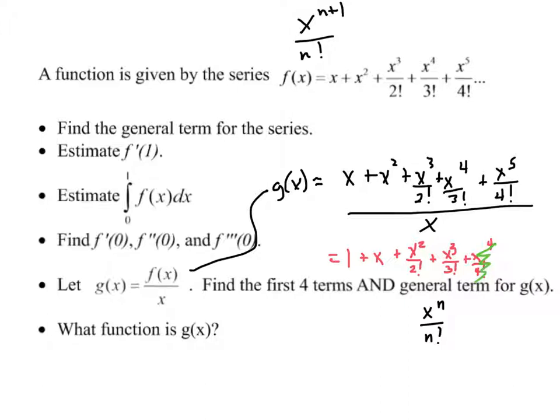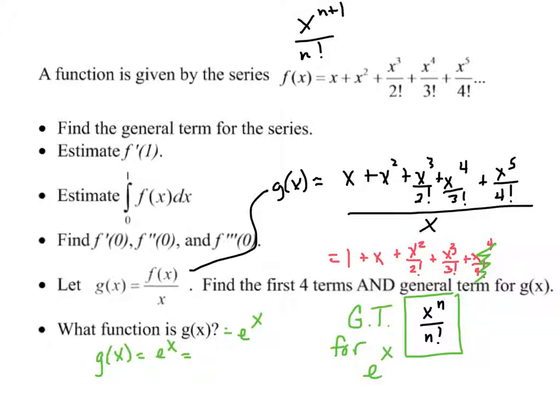So then the last question is, well, what is g of x? Now you need to kind of check your memory. This is the general term for e to the x. Okay, so e to the x has that general term. So g of x must be e to the x. Well, then it goes back to, okay, if g of x is equal to e to the x, and that's also equal to f of x divided by x, then in the original, what is f of x? Doing some algebra, f of x must be equal to x times e to the x.